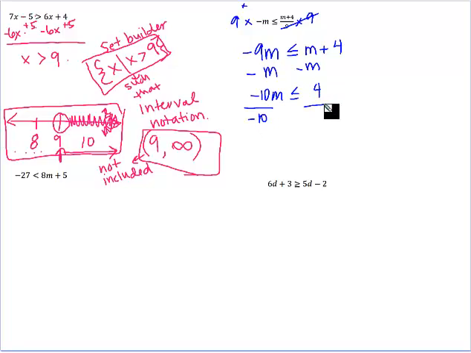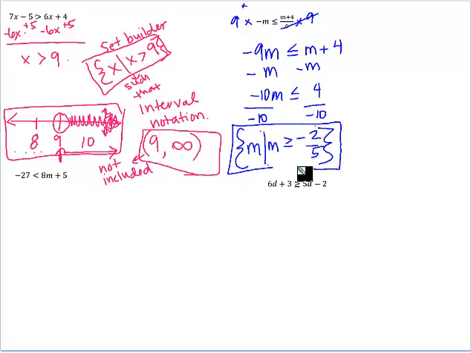Get the m alone, so divide by negative 10. Right here we're dividing by a negative, so that means our sign flips. So it goes from a less than or equal to a greater than or equal to. Negative 4/10 simplifies down to negative 2/5. Set builder, let's put our curly brackets, m such that, our m straight line, and there we have it in set builder notation already.